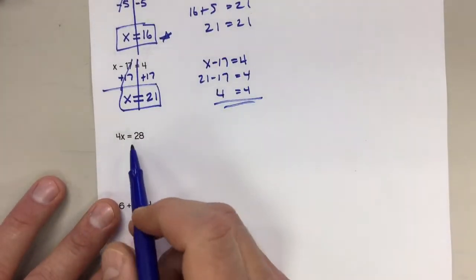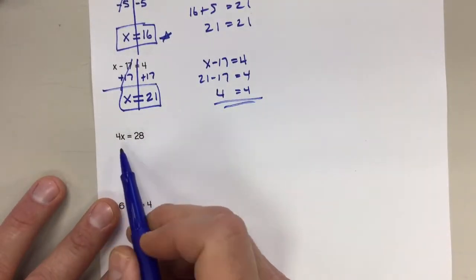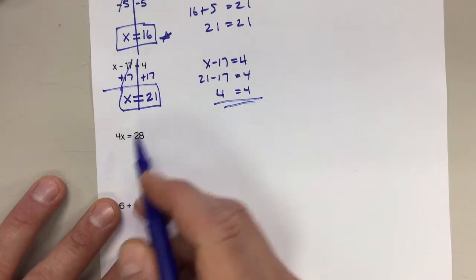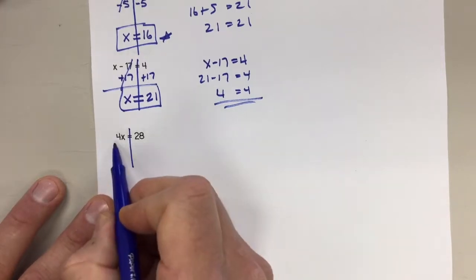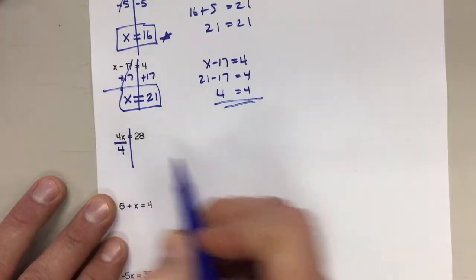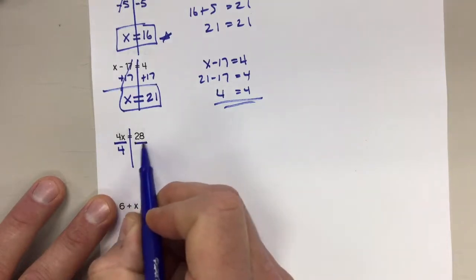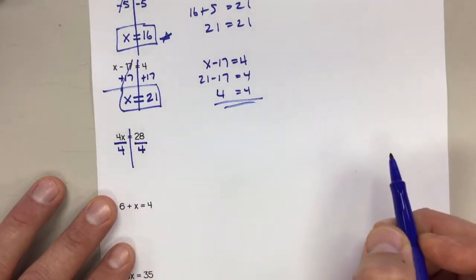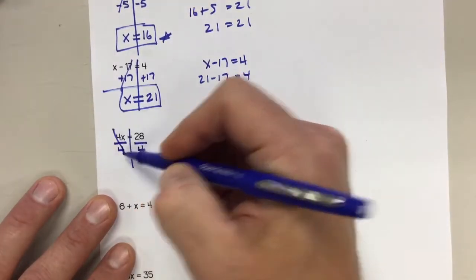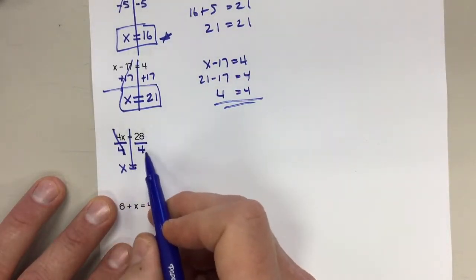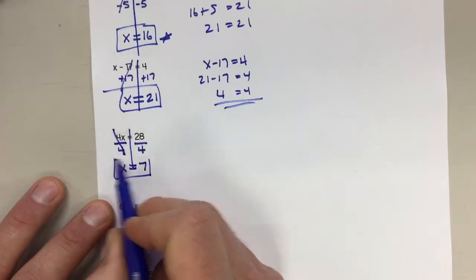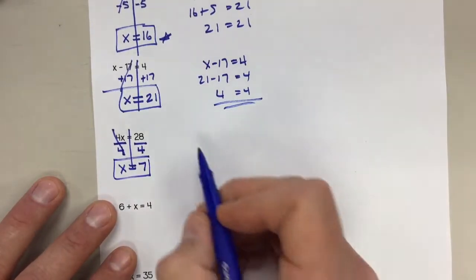In this equation, instead of adding or subtracting something to x, I am multiplying x by 4. So the opposite of multiplying by 4 is dividing by 4. And we can write dividing by 4 like that. And of course, I would need to divide by 4 on both sides. Multiplying by 4 and dividing by 4 cancel out. And 28 divided by 4 is 7. So my answer would be 7.